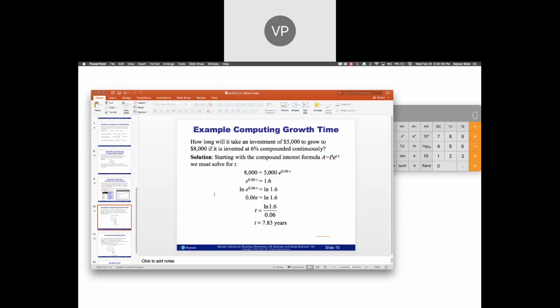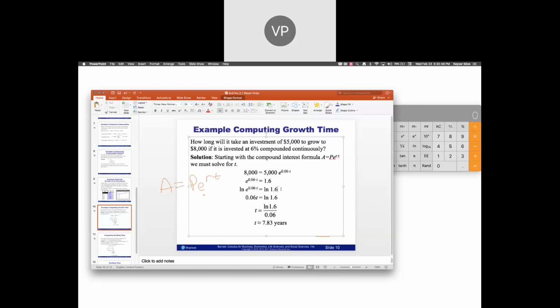All right, computing growth time in this one. So we have an investment of $5,000 growing to $8,000, 6% compounded continuously. So the question is how long it'll take. And this is what's going to happen in these problems. They're going to ask you different questions. Not always are they going to say, what's your final balance or what's your interest? They may say, how long does it take? Or what's the interest rate? So you have to know the question. Notice the $5,000 is your initial investment. That's your principal right here. So again, what I wish they would do every time is write the formula out so you can see it.